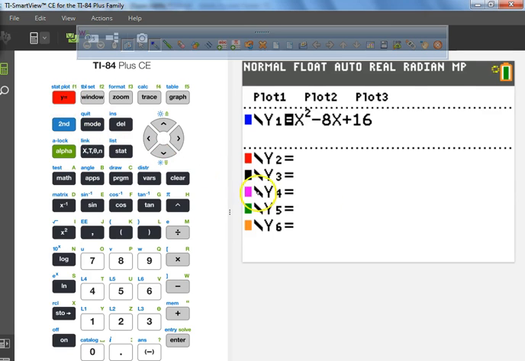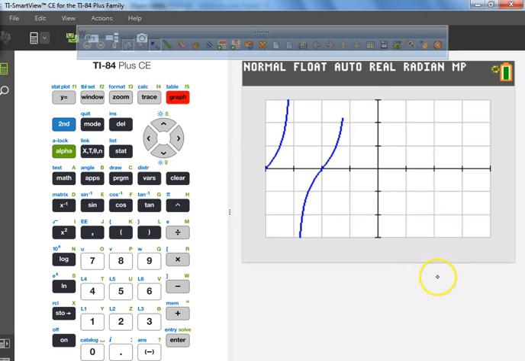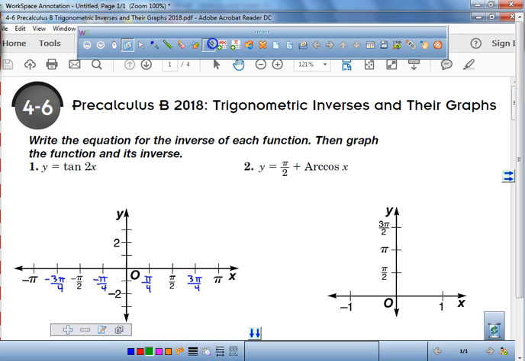You're going to hit y equals. You're going to type in the tangent of 2x. The tangent of 2x. Okay. So when you type in the tangent of 2x, you're going to hit graph. And you're going to take a look at this graph. So this right here is the tangent of 2x.